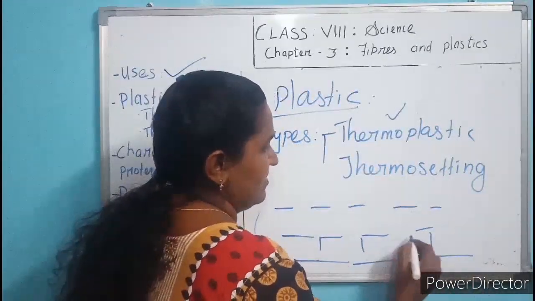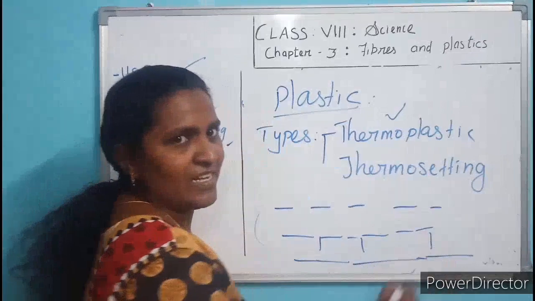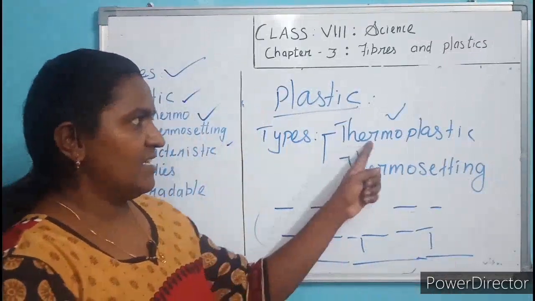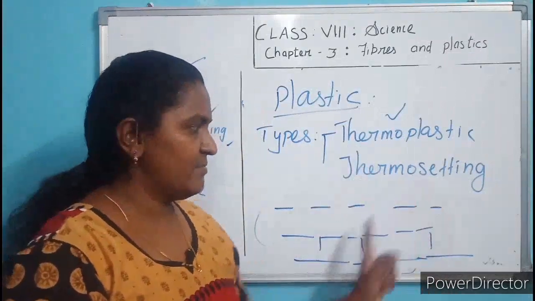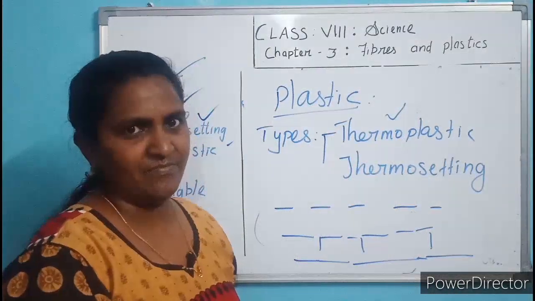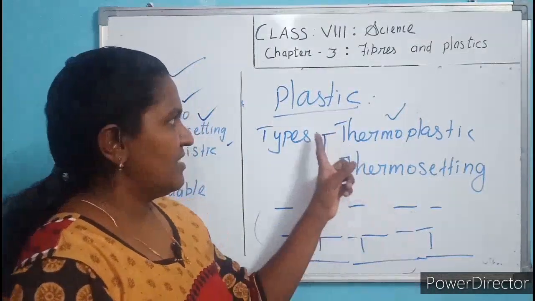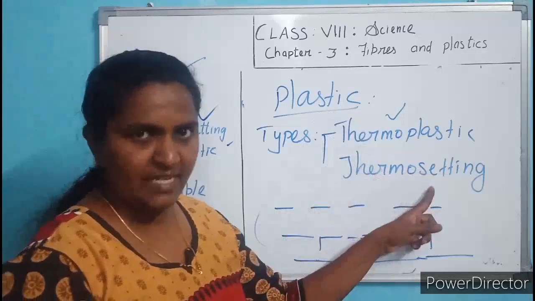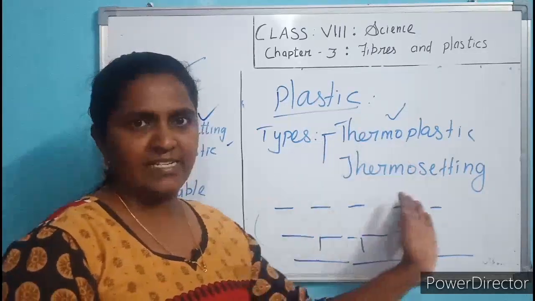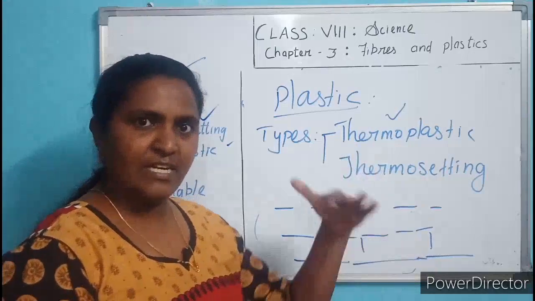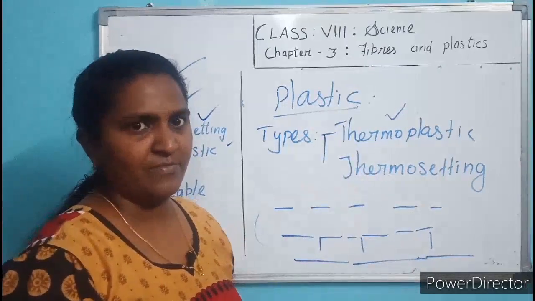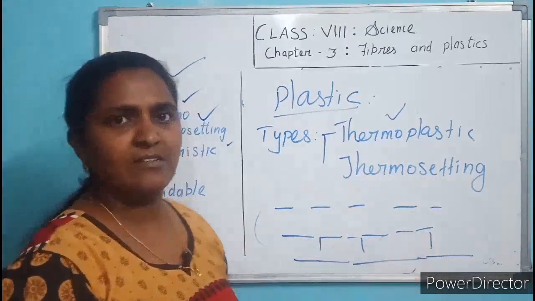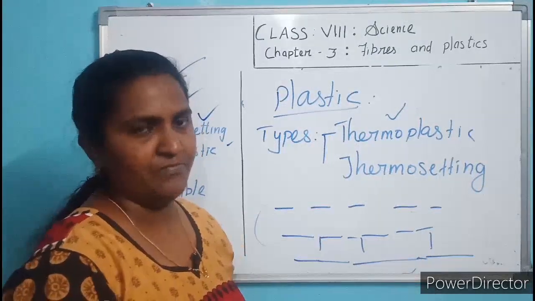Okay, it is a cross-linked structure. Thermoplastic is made of linear structure. Thermosetting is made up of cross-linked structure. Plastics are two types: thermoplastic and thermosetting plastic. It is a linear structure polymer. This is a cross-linked structure polymer. Here a middle chain will be there, so it is called a cross-linked polymer.